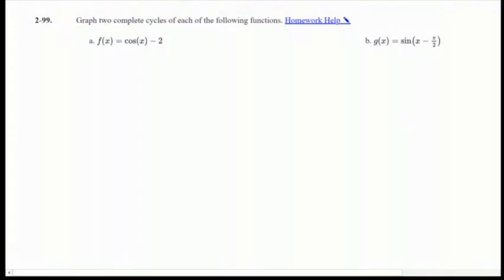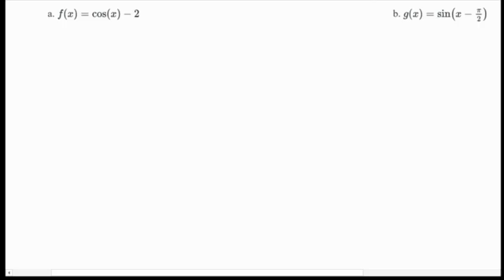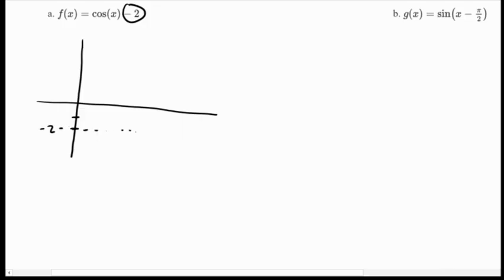Here we're asked to graph two complete cycles for the following functions. So the first one here is a cosine function. It looks like it has a k value here of -2. So I'm going to subtract 2, and I know that this is now going to be my midline here at -2. Now my a value here is still 1, so that's my amplitude.